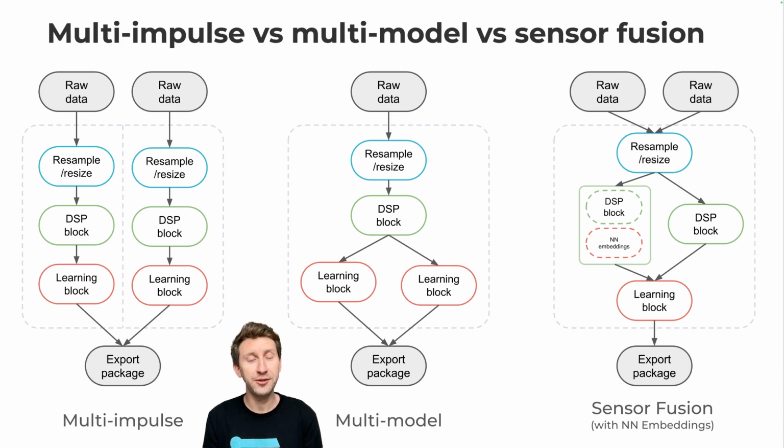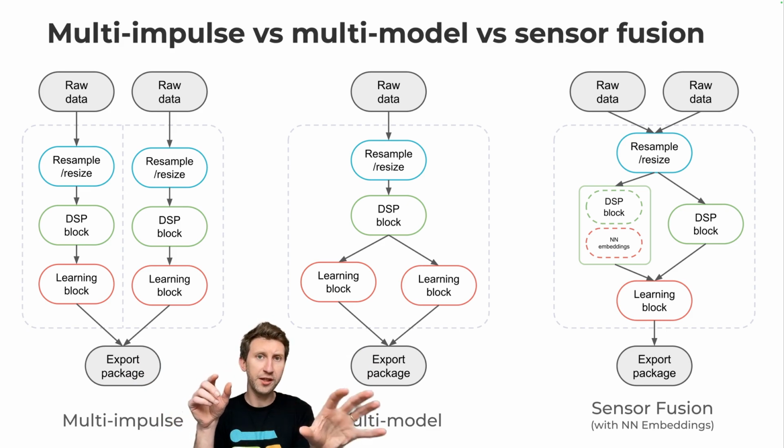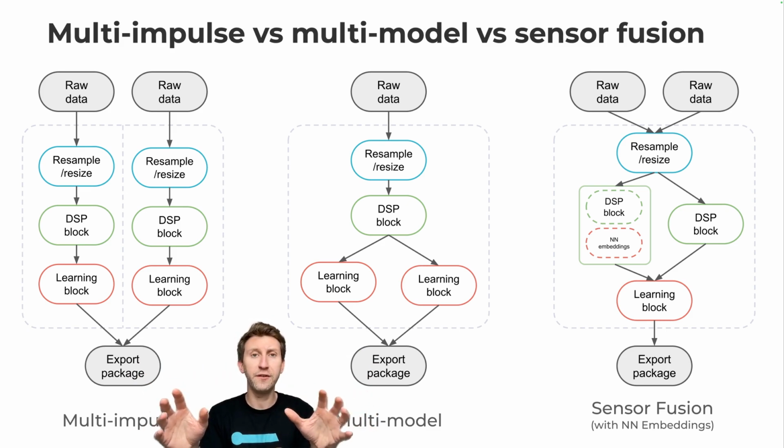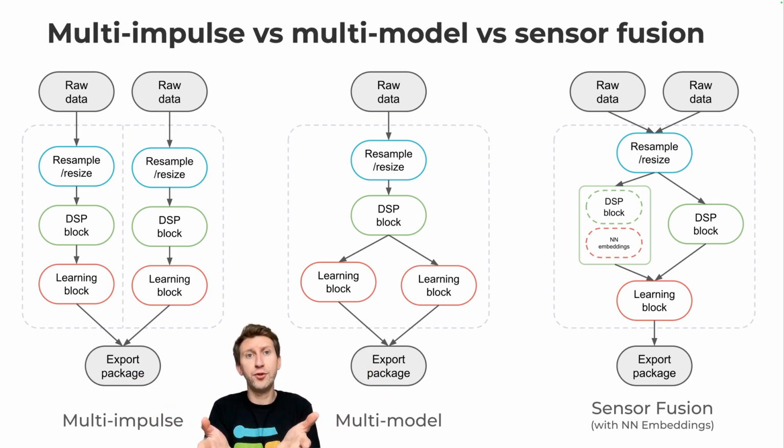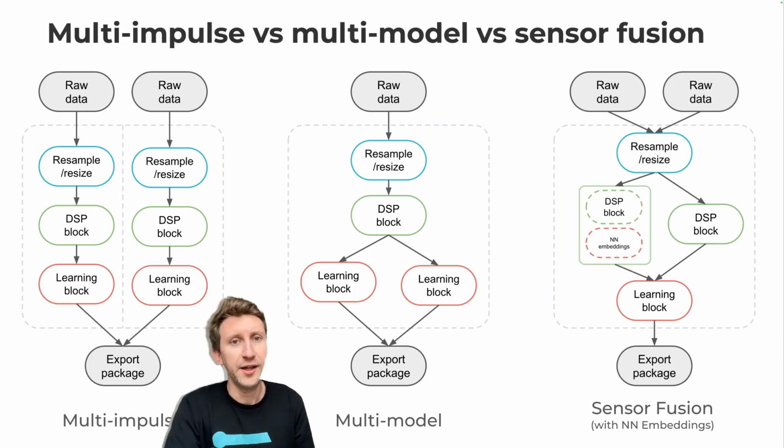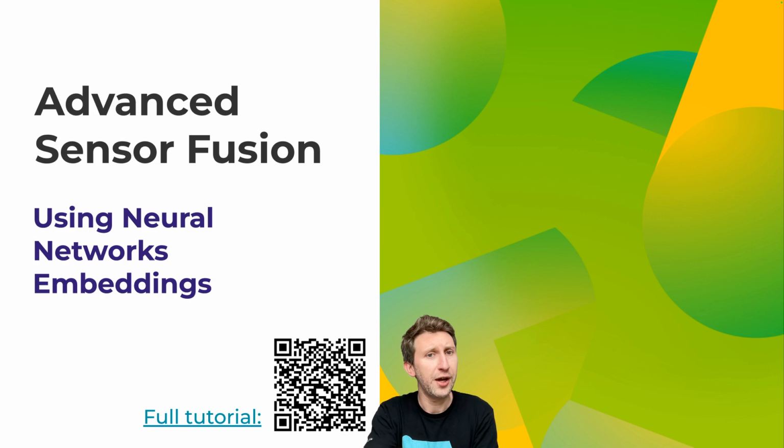We are going to see that in a minute, especially if you want to use neural network embeddings. So you have two different kinds of sensors, let's say audio and motion. You use one DSP block for one kind of sensor and one DSP block for the other. Then you merge the output of them together in the same learning block to give your neural network more information, and you combine that in the same export package. I've got a full tutorial on how to do advanced sensor fusion using neural network embeddings. I'm going to go pretty quickly about this because it can be complex, and we can help you automate those steps if you need at some point.